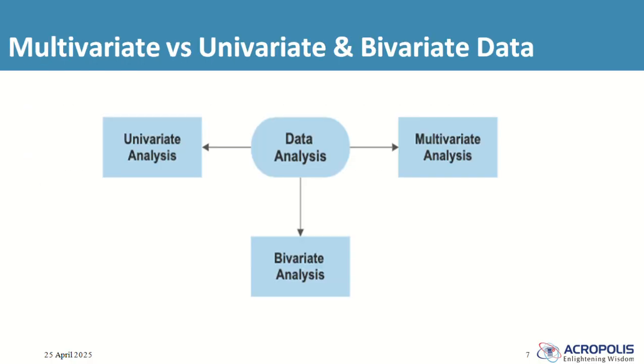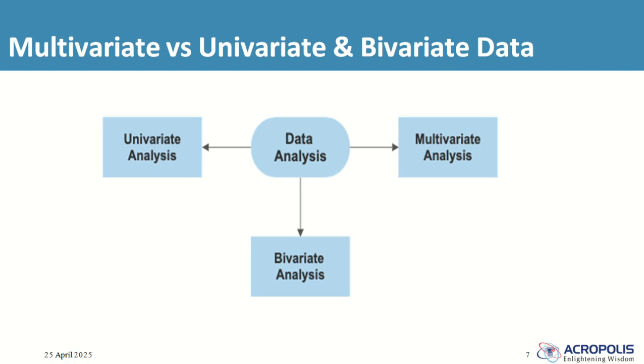Now we are moving forward to the types of data: multivariate data, univariate data, and bivariate data. Univariate data basically focuses on a single variable. On the other hand, bivariate data deals with two variables and typically looks at their relationships. Multivariate data, however, involves three or more variables and can uncover complex interactions that simpler methods might miss.